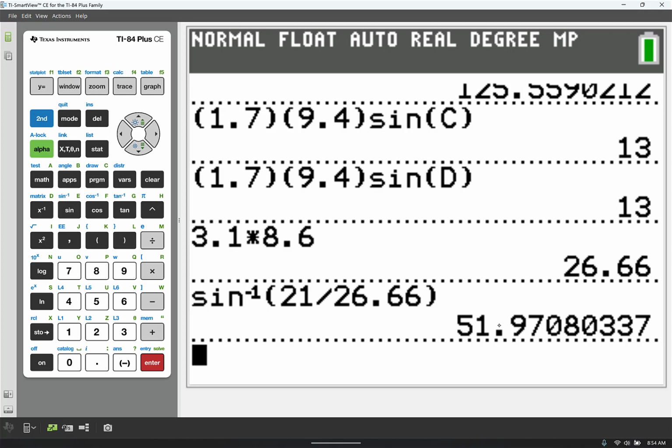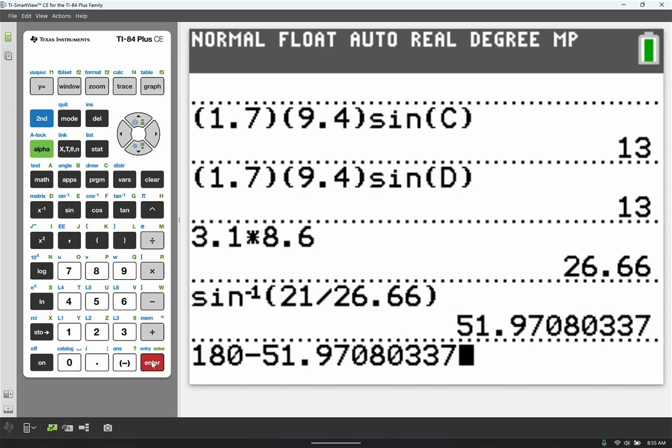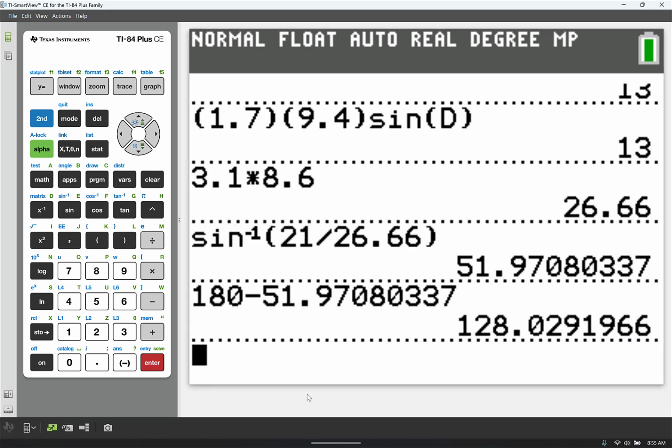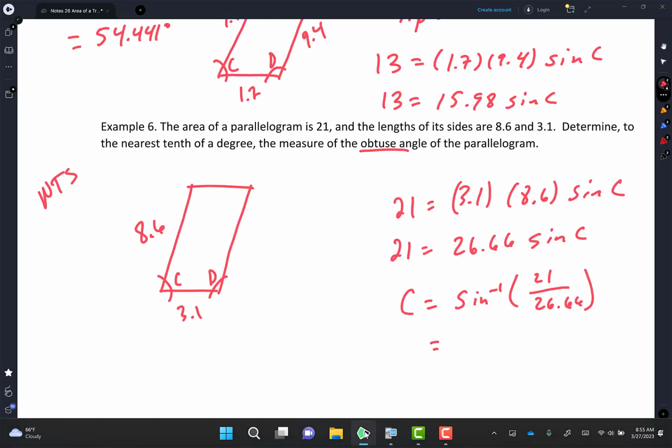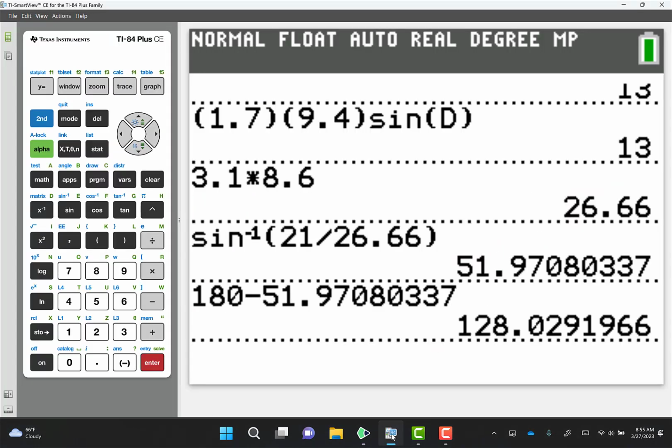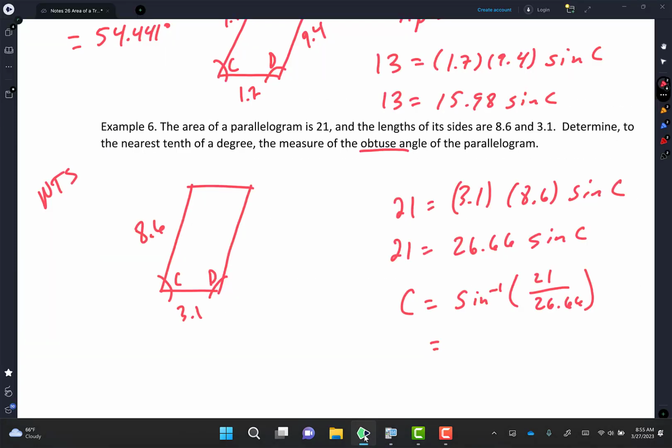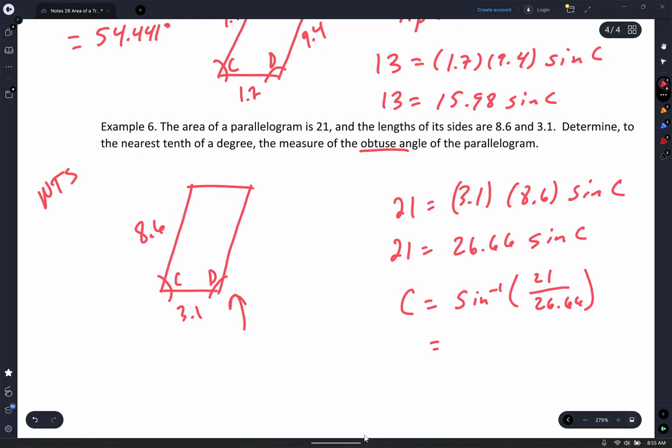Okay, whatever you get, what am I going to do? Subtract it from what? 180. So 180 minus that answer. I can just scroll up here. I don't have to save it. So there it is. That's the answer they want. They set it to the nearest what? 10th. So 128 degrees. So I'm going to put D equals 128.0 degrees. There it is.